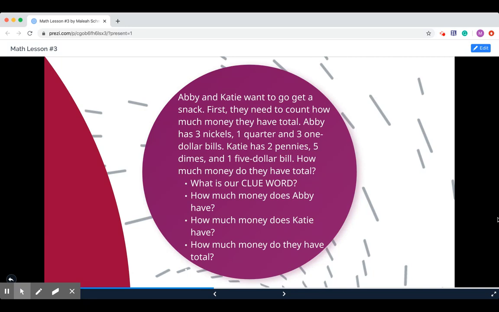Remember, you want to add how much Abby has to what Katie has. So we're going to take $3.40 plus $5.52, which equals $8.92. So in total, Katie and Abby have $8.92.